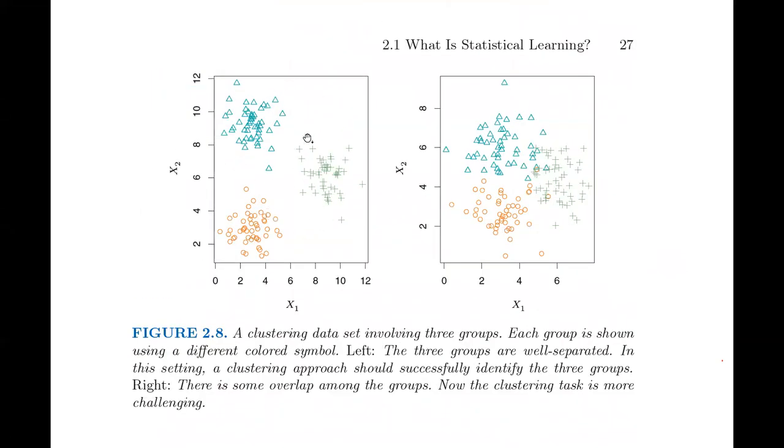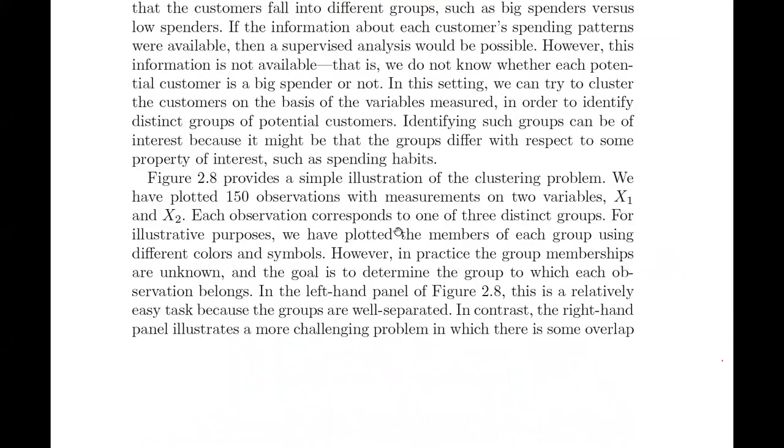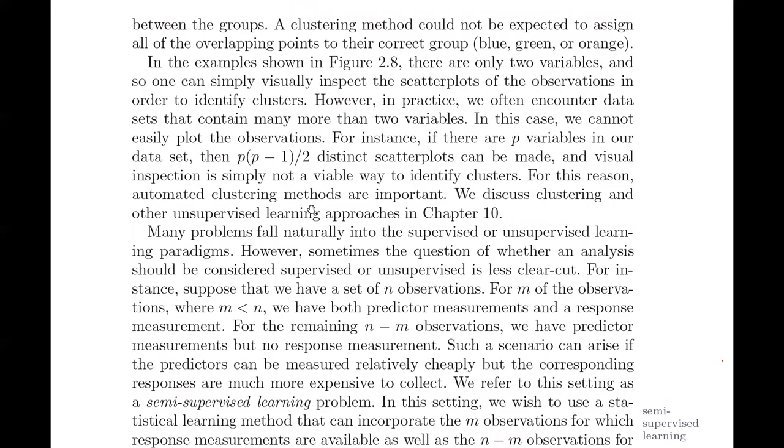There are clear, or what would appear to be clear demarcation lines. Now this would be more challenging, right? There is even overlap between, from what I can see, the blue and the green, and maybe perhaps minor overlap over there as well. Yeah, and in fact, in contrast, the right-hand panel illustrates a more challenging problem in which there's some overlap between the groups. So this is unsupervised learning.